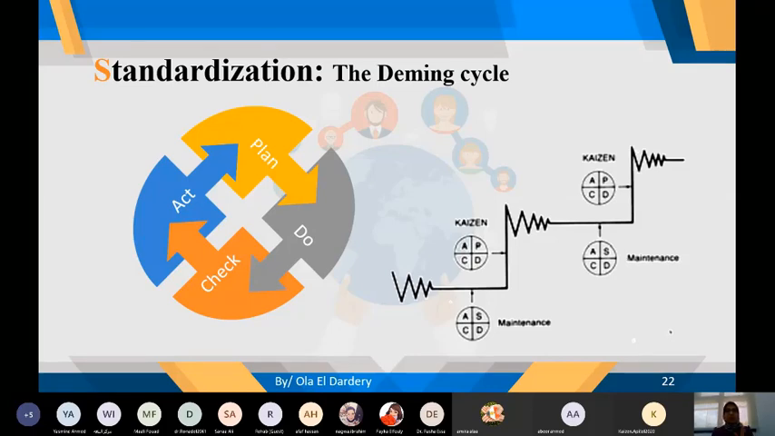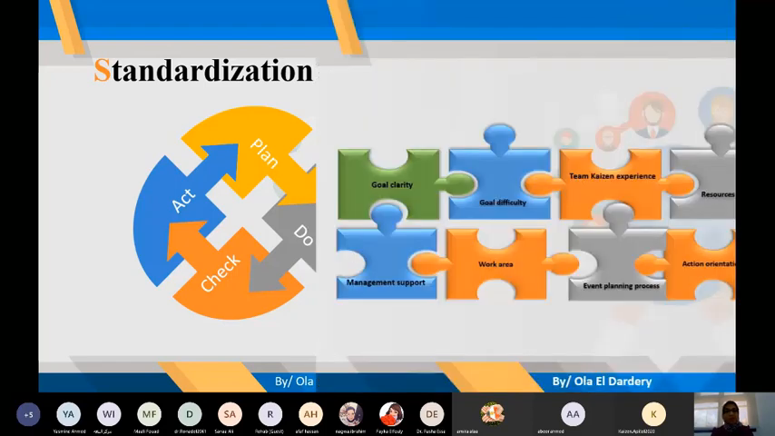Right? So this is why we have standardization as a third pillar. As we said, there is housekeeping, waste elimination, standardization. Those are the 3 pillars to build any successful Kaizen event.